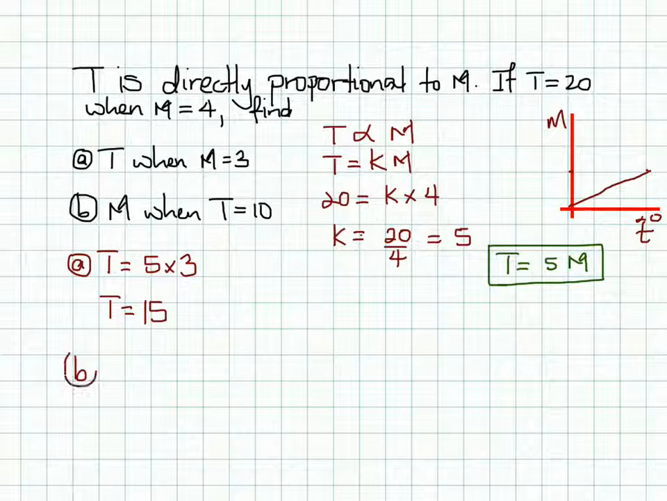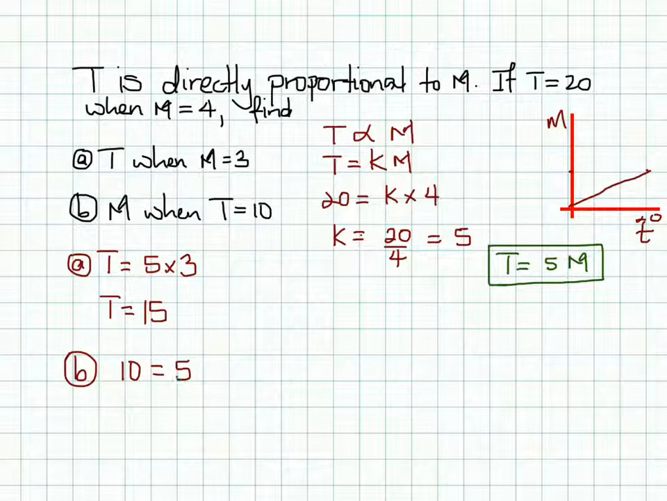The second part of the question says find m this time when t is equal to 10. So I go back to my equation here. t is 10 and I need to find m. So nice and straightforward, replace t with the number 10.